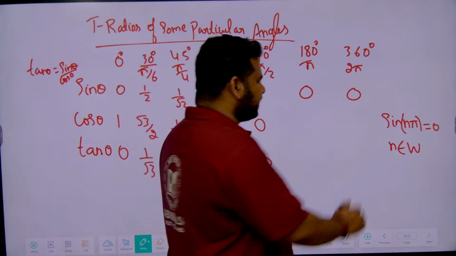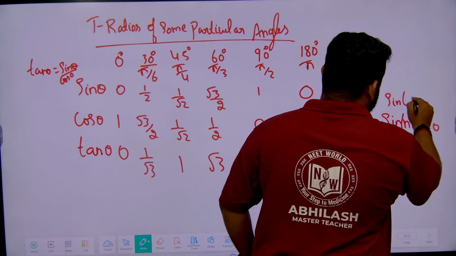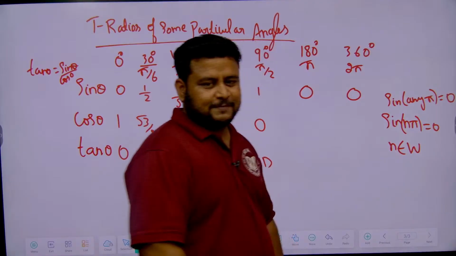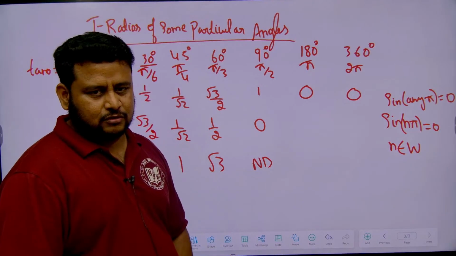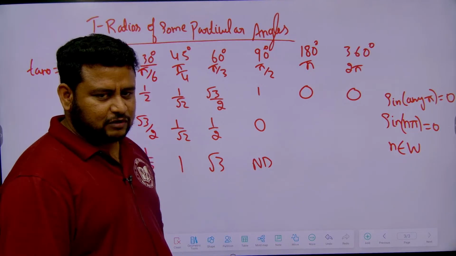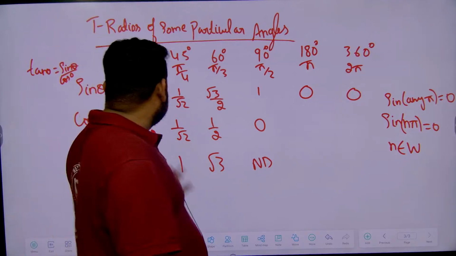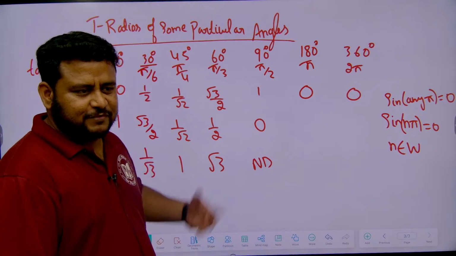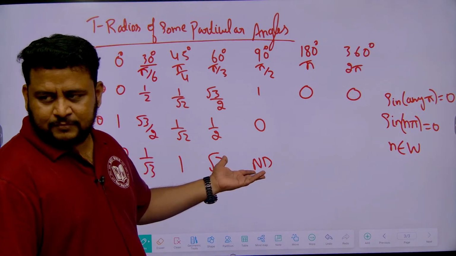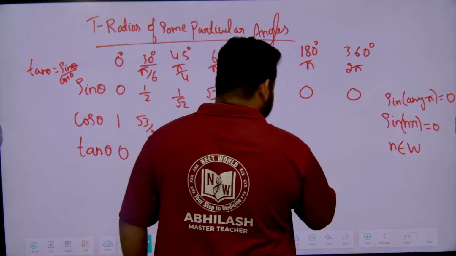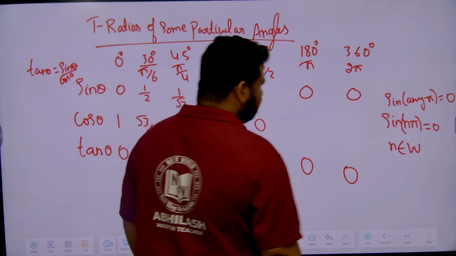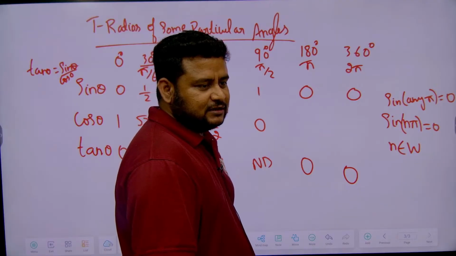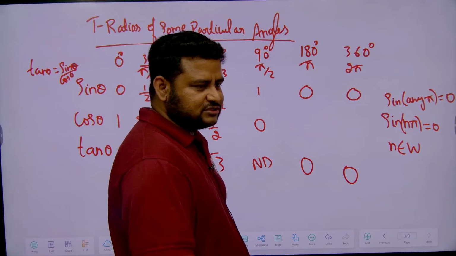Sine of any pi will be equal to 0. Similarly, for tan also it follows the same rule, because tan is sine by cos. If the numerator is 0, the entire thing will become 0. Correct? So tan 180 is also 0, tan 360 is also 0. Next one, if you add 180 to this, what you will get? 540. Tan 540, that is 3 pi, that is also 0.